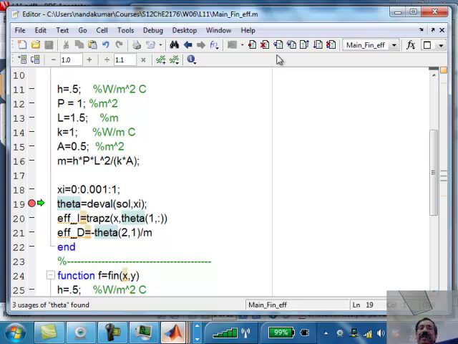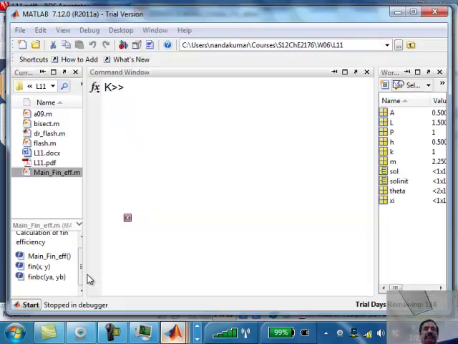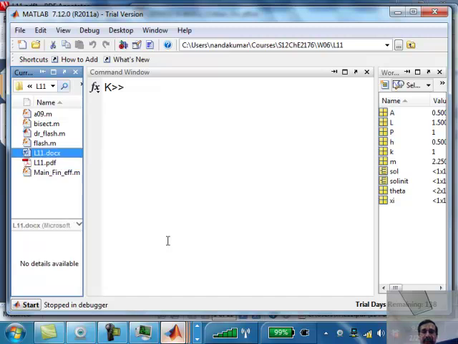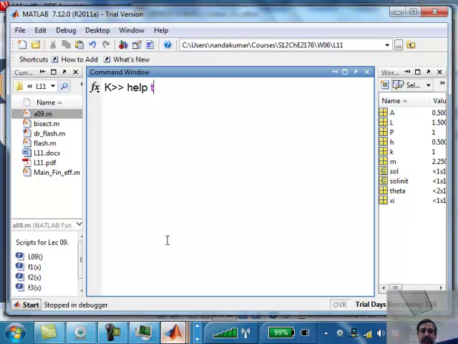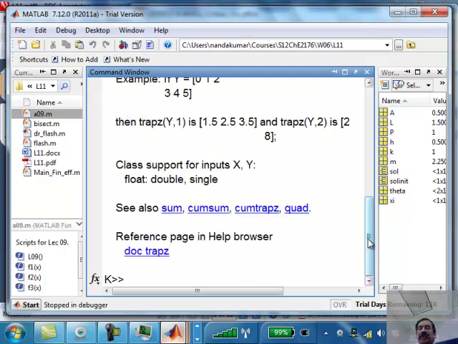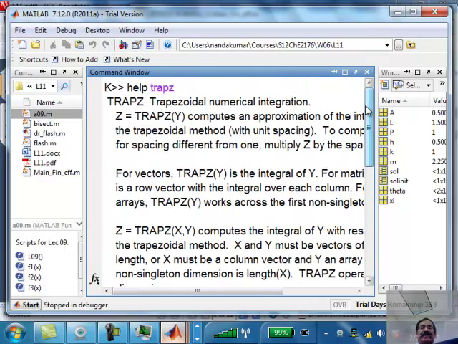Okay, now I'm going to evaluate using trapz. What does trapz do? Let's go and ask MATLAB for help. Help on trapz. So it's a function that takes at least one input and calculates the integral of that function.